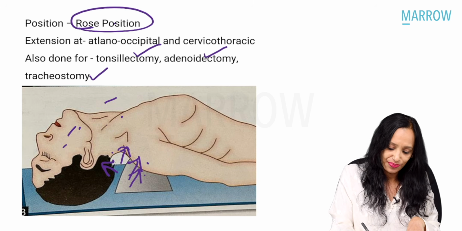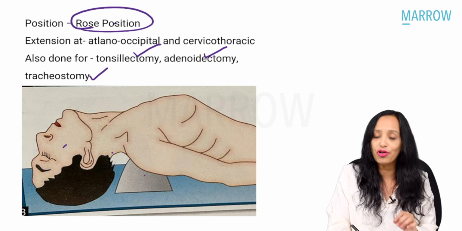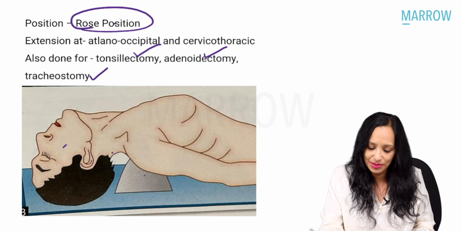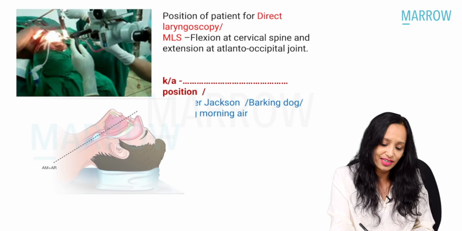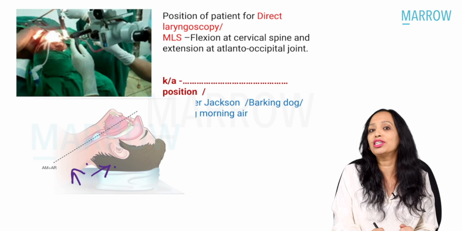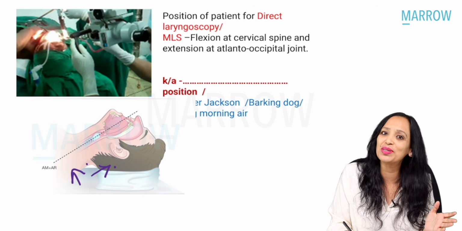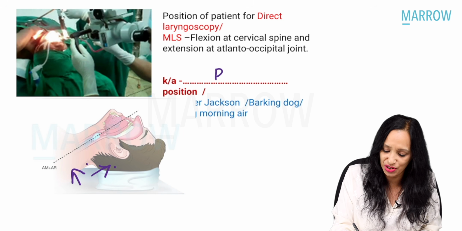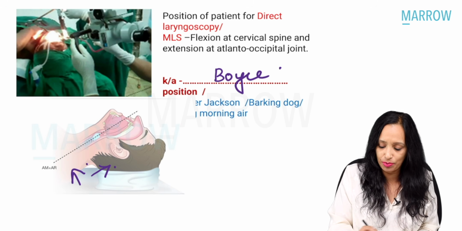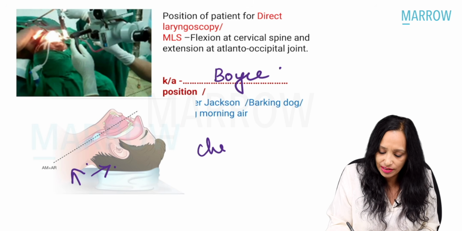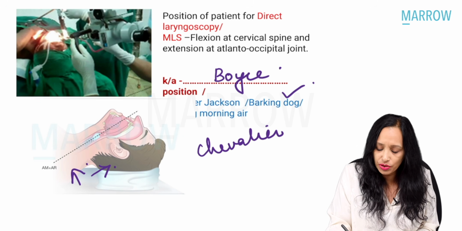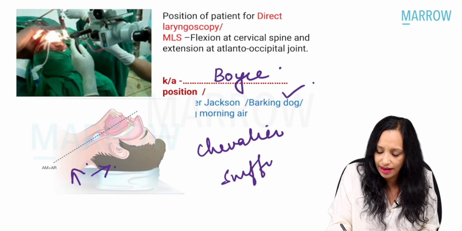Now, if we remove the sandbag from below the shoulders, right? Then it becomes flexion at the cervicothoracic joint and extension at atlanto-occipital joint. From Rose's, it becomes the boy's position. Boy's position is also known as Chevalier-Jackson position, or it is known as barking dog, or it is known as sniffing the morning air.